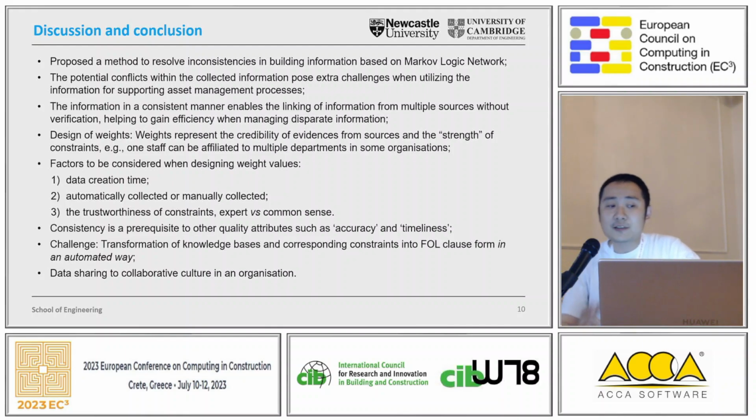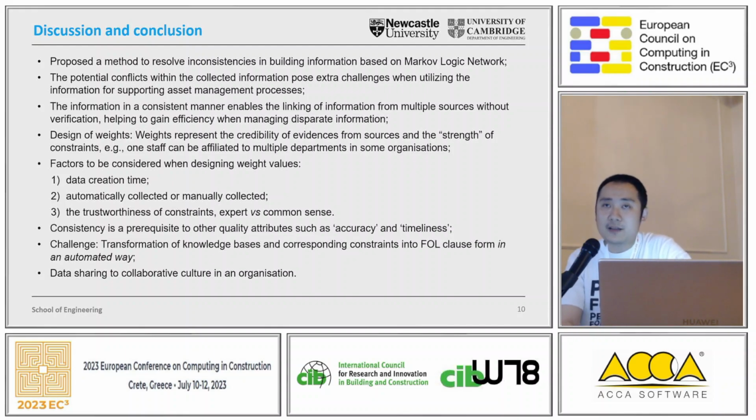Okay? The factors that should be considered for the weight are, first of all, when the data was created: the newer the data is, the more likely it is true. Also whether it is automatically collected by IoT or other means, in which case it is more likely to be true, and the trustworthiness of the constraint. If it is expert knowledge, then it is probably true. If it is common sense, it is likely. And consistency is important for all the following data quality dimensions, like accuracy and timeliness.